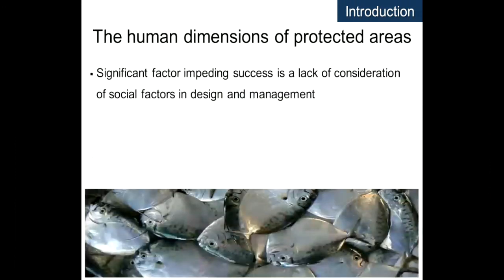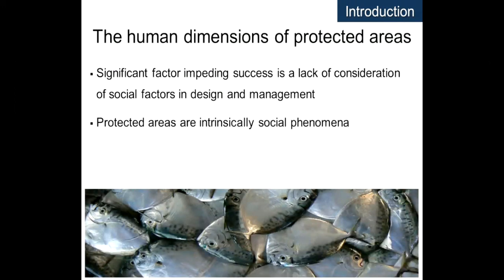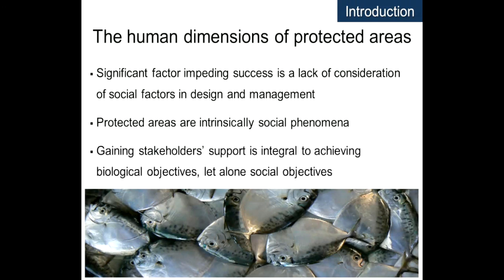A key factor thought to impede the success of protected areas and contribute to this implementation crisis is a lack of consideration of social factors related to protected areas in protected area design and management. And somewhat counterintuitively perhaps, protected areas are intrinsically social phenomena. They're a product of human decision making, their ultimate purpose is to restrict human behaviour, and their success is contingent on reducing changes in people's behaviour. So in order to achieve biological success, it's integral to gain stakeholders' support.